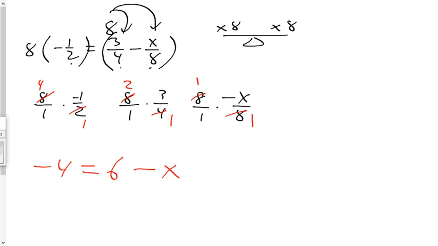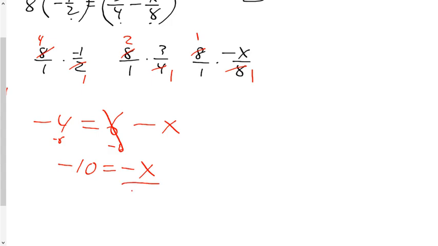So if you multiply both sides by 8, you end up with a significantly easier question. Your constant 6, I'm going to subtract it from both sides. Negative 10 equals negative x. I am not done. Who can remind me what my last step is when I have a negative 1 coefficient? Divide both sides by negative 1. That's right. X equals a positive 10.